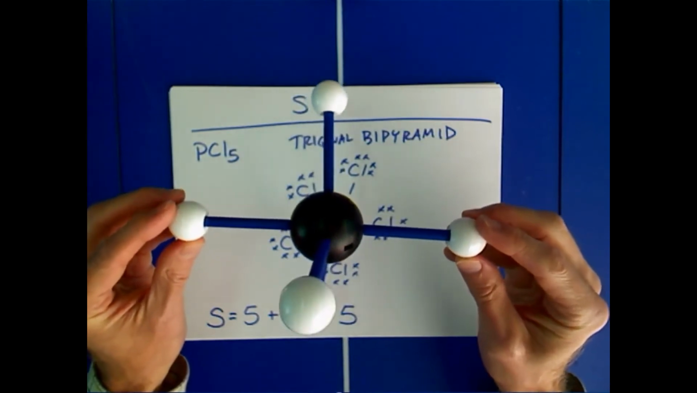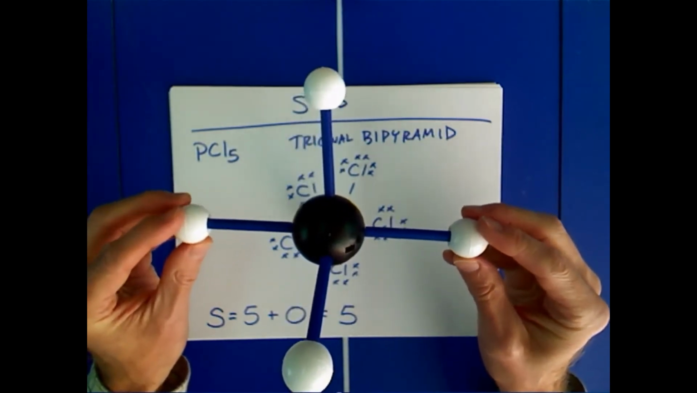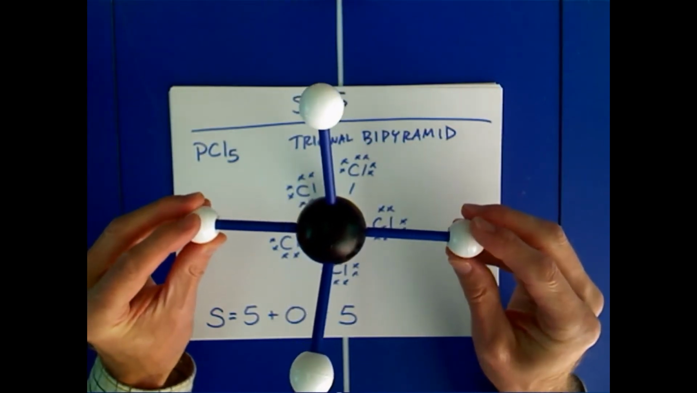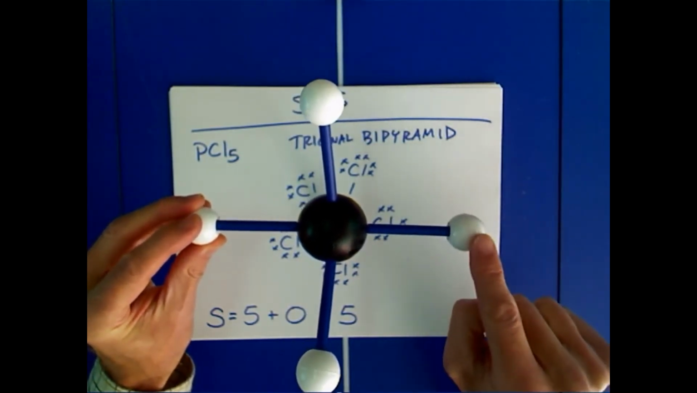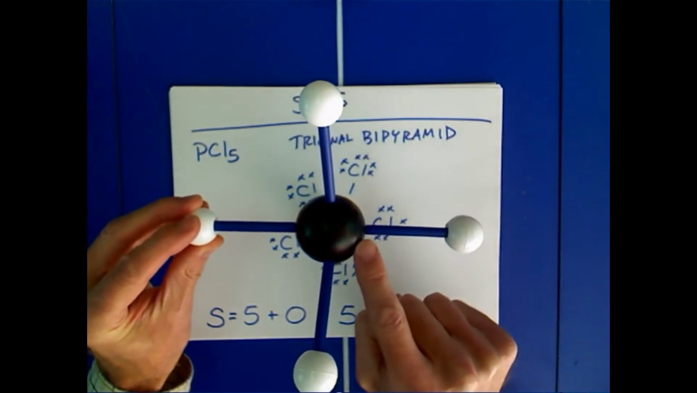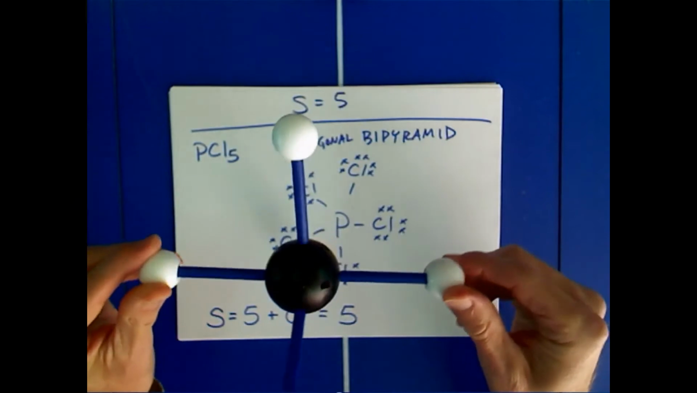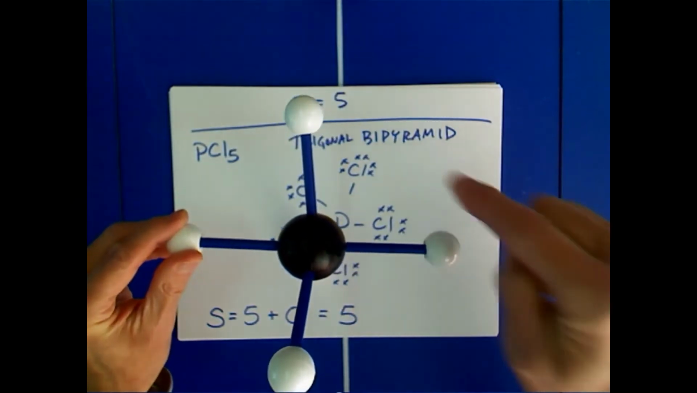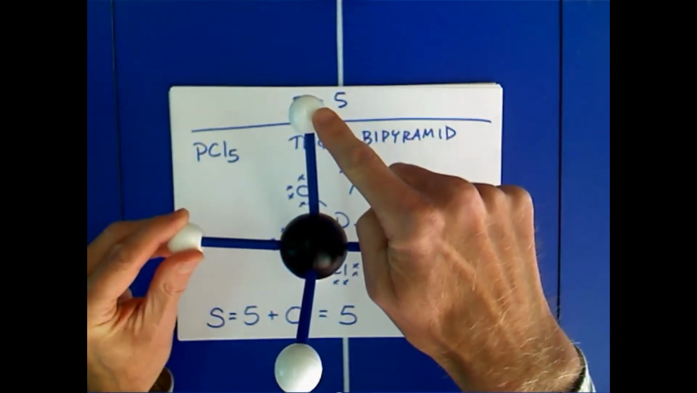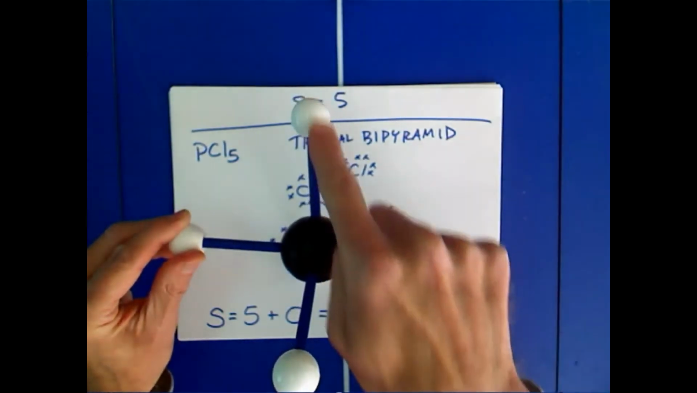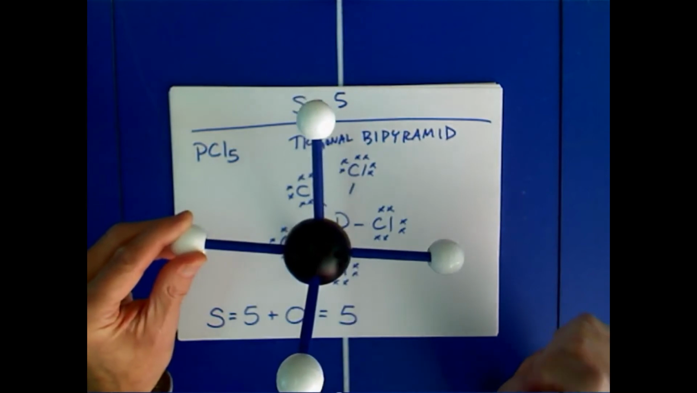Now you should recognize there's 2 different types of angles that we're going to have to think about here. The first angle is going to be the angle between an axial position, the central atom, and an equatorial position. And if we look at that here, in this orientation, we can see an equatorial, central atom, axial angle. That's 90 degrees. That's going to make a 90-degree angle.